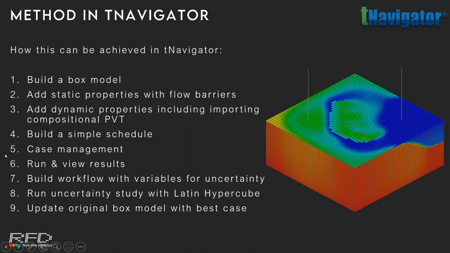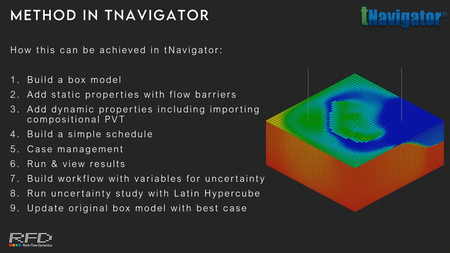So how will we go about doing this in tNavigator? First of all, we'll build a box model. We will then add some static properties with the flow barriers. We'll go forward into the dynamic world, so looking at PVT, relative perms, building these fluids into the model, followed by the schedule, and then the case management, where we're linking all the different parts of the workflow up with the keywords that we want to use.